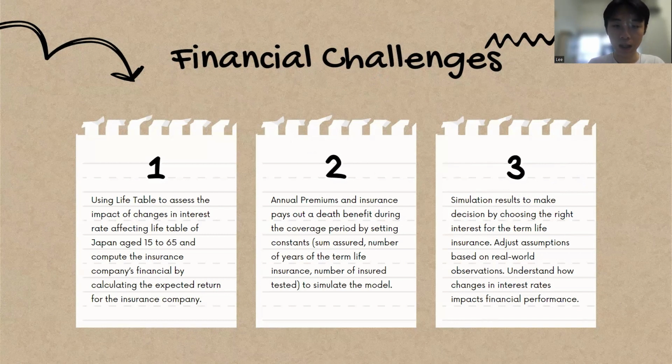The second one is annual premium and insurance payout, the death benefit during the coverage period, by setting constants. There are three things we set as constant. First one is sum assured. We set it at 100,000. Number of years of term life, we set it at 10 years. Number of insured tested, we use 100 policy holders to simulate the model.